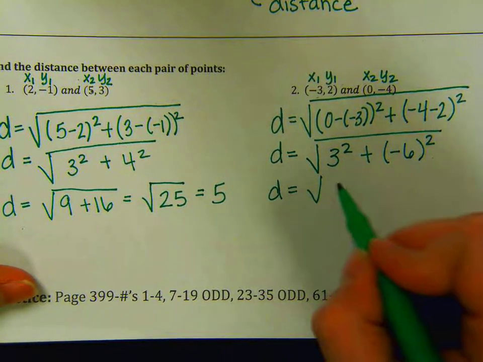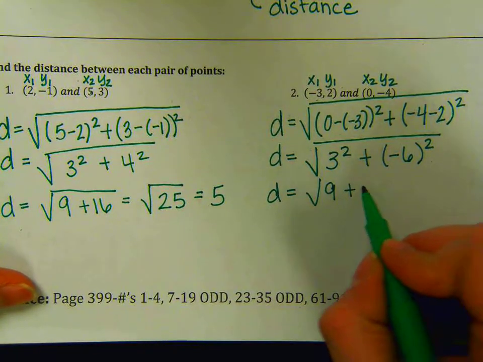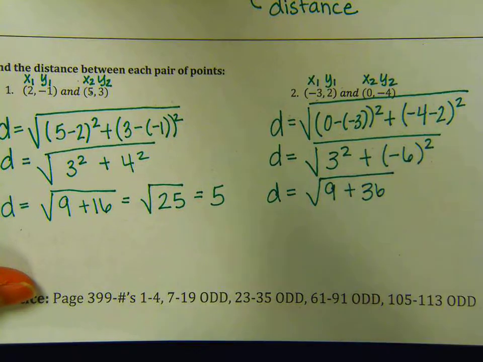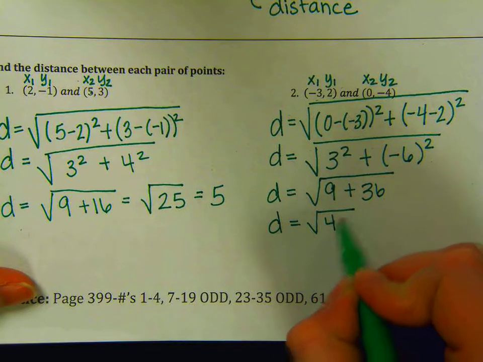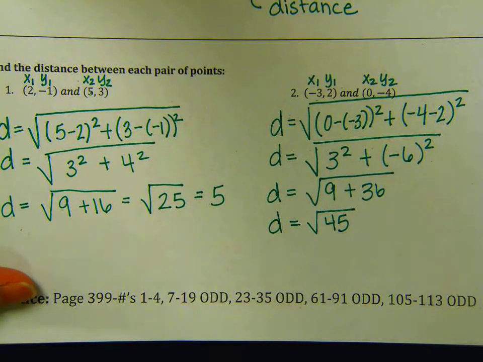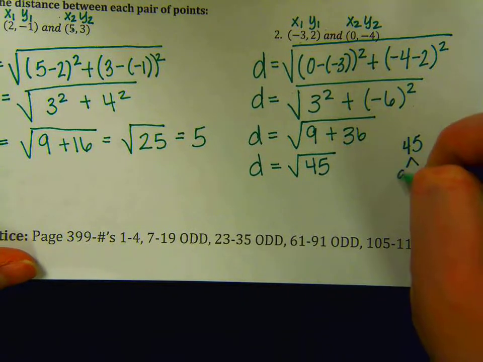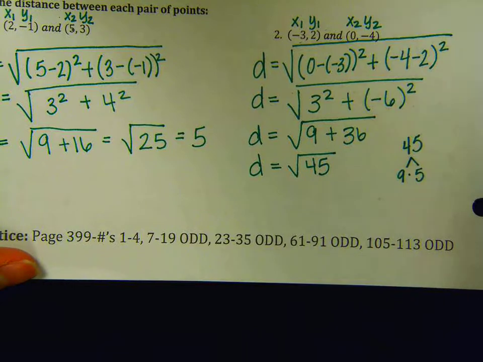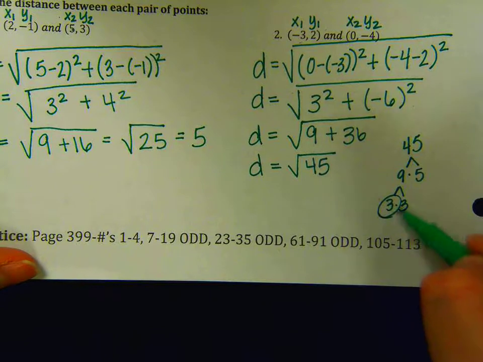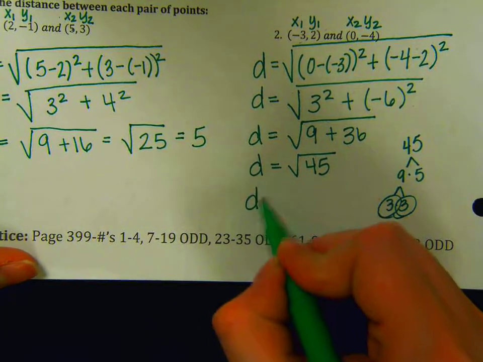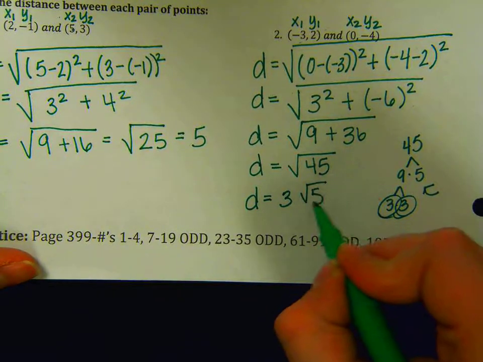3 squared is 9, so I have 9. Negative 6 squared is negative 6 times negative 6, so that's 36. 9 plus 36 is 45, so I have the square root of 45. And then I'm going to simplify it like we did before. So 45, I'm going to split up into 9 times 5. 9 can be split up into 3 times 3. So I have 2 3's. So my final answer is 3, and this one is left over. So it's 3 square root of 5.